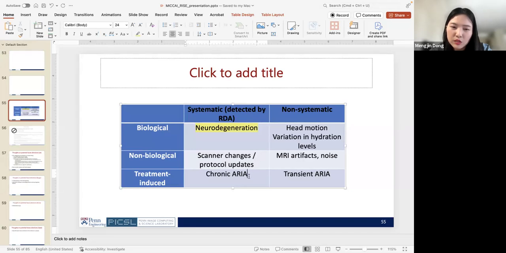And for treatment-induced ARIA, currently in the ADNI dataset, we don't mix people who are undergoing treatment. But in clinical trials, because people are all going through that, I think we probably need some more effort to make sure to distinguish between ARIA versus others. We have other scanning techniques to tell whether a person has ARIA or not. So I think it should not be an issue either.